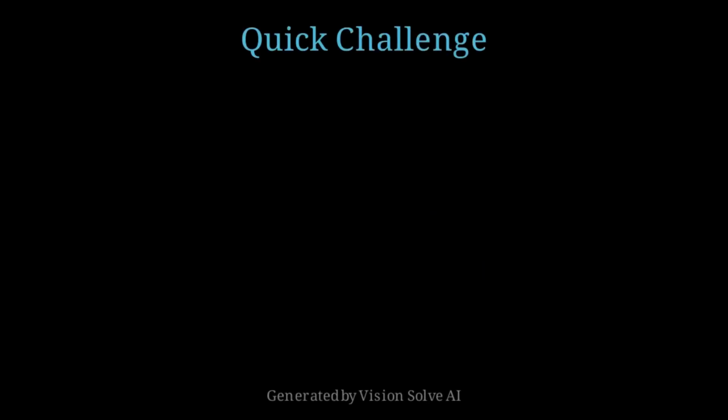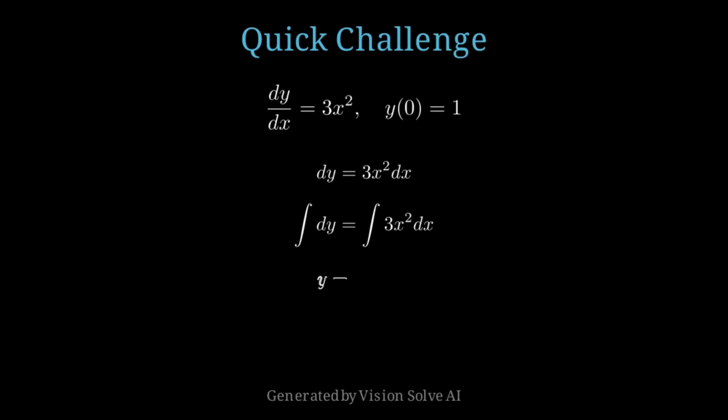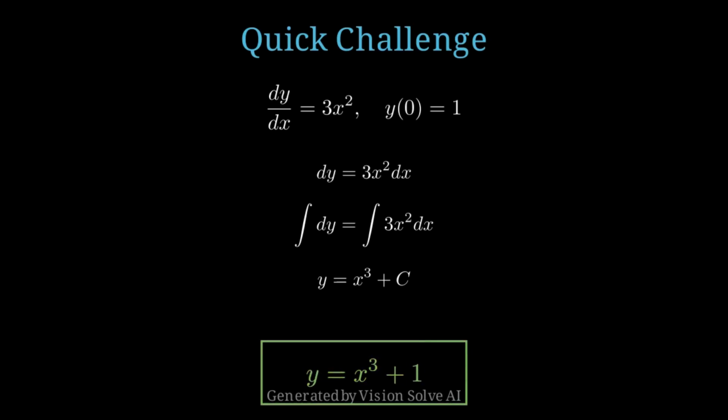Here is a quick challenge: solve dy over dx equals 3x squared with the initial condition y of 0 equals 1. By separating and integrating, you find y equals x cubed plus c. Plugging in the point 0, 1 gives us c equals 1.